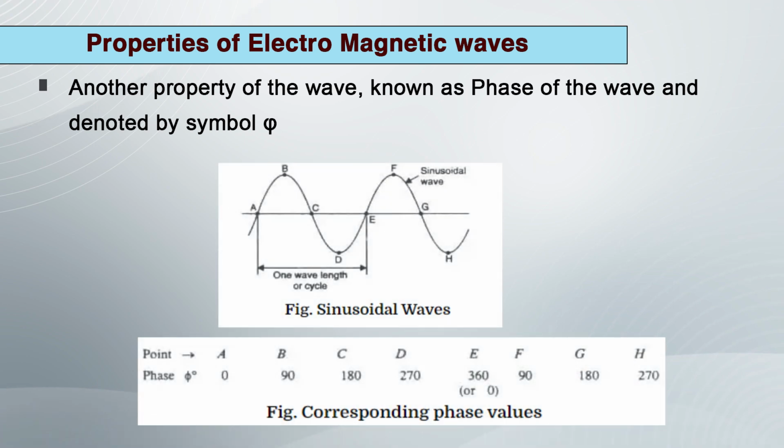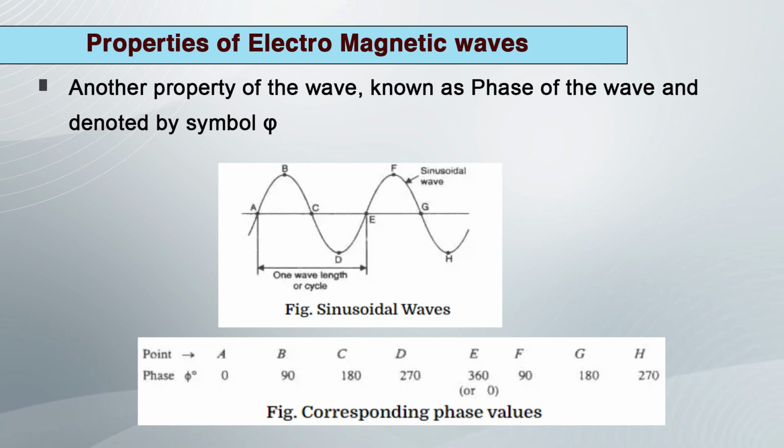Another property of the wave is known as the phase of the wave, denoted by the symbol phi. As we discussed, the property of electromagnetic waves can be represented in the form of periodic sinusoidal waves, and the corresponding phase angle is represented as follows. The wave travels from A to B, B to C, C to D, D to E, E to F, F to G and G to H. As the wave starts from A, the phase angle is 0.